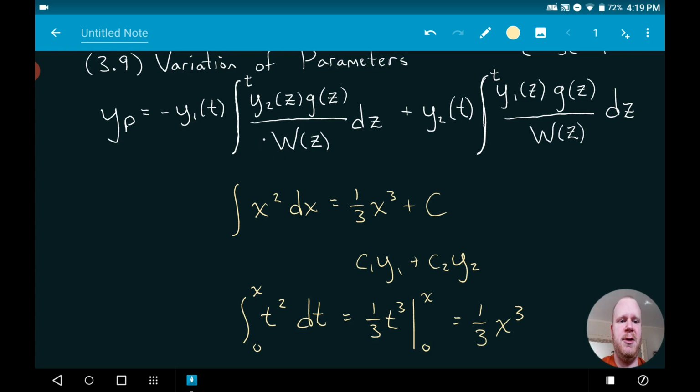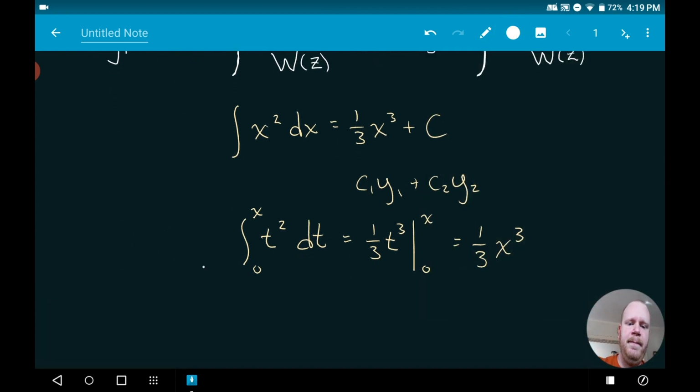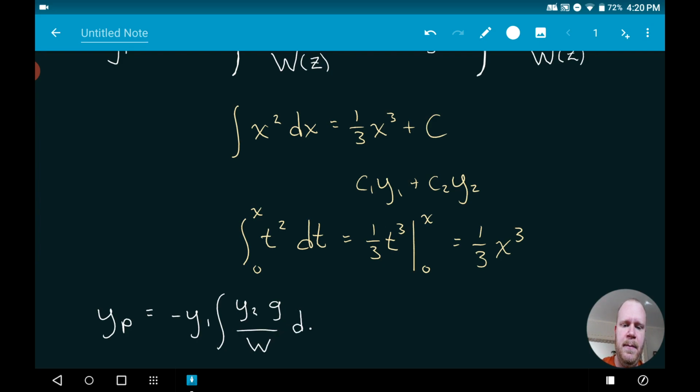When I start to think about this equation, or when I'm memorizing it and trying to recite it from memory, I think that a lot of these inputs are a little bit unnecessary, so I'll write the sort of shortened version that I think might be helpful. So keeping all that in mind, we can say this is negative y1 times the integral of the other one, y2 g over w. And I'm just going to call this dt.